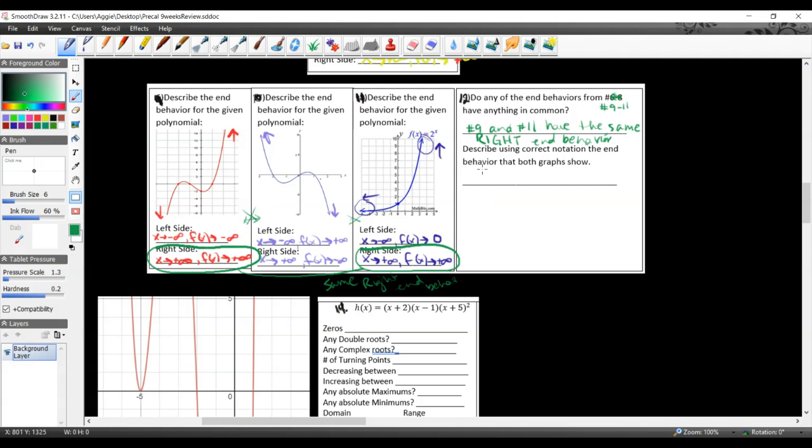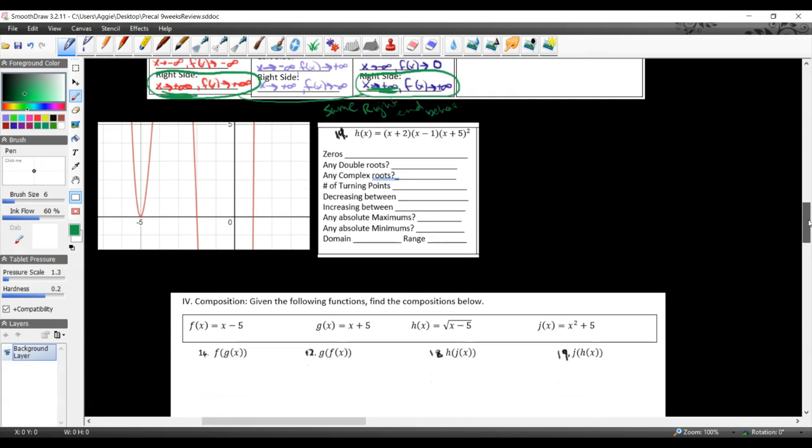Okay, and it says describe this using correct notation. So we already have the notation. We have that as x approaches positive infinity. I'm just copying this part right here, this part, and this part. Okay, f of x is also going to positive infinity. That's it. Okay, so we're just doing a little bit of end behavior, then comparing and contrasting. Let's move on to the next one.